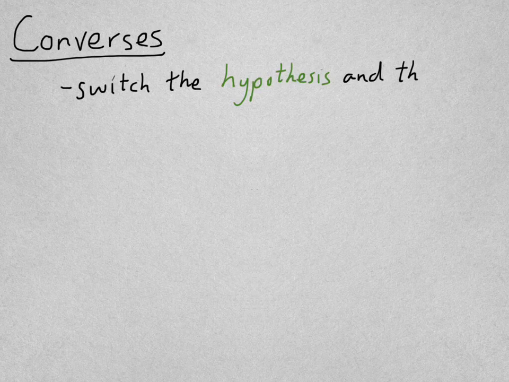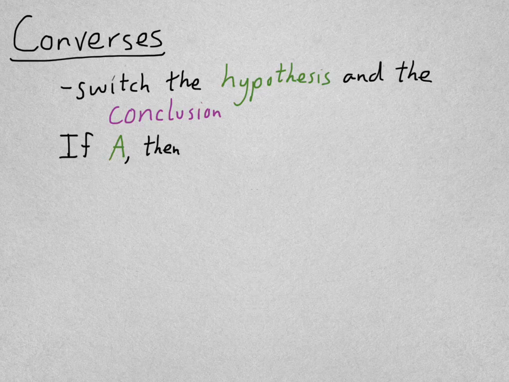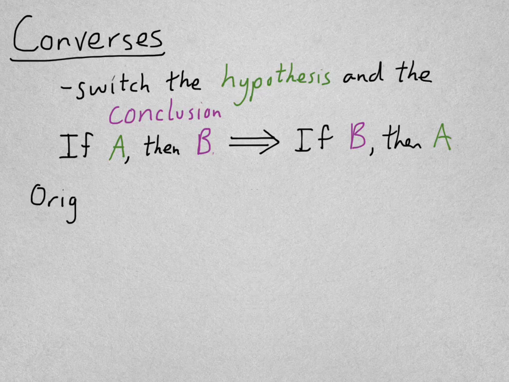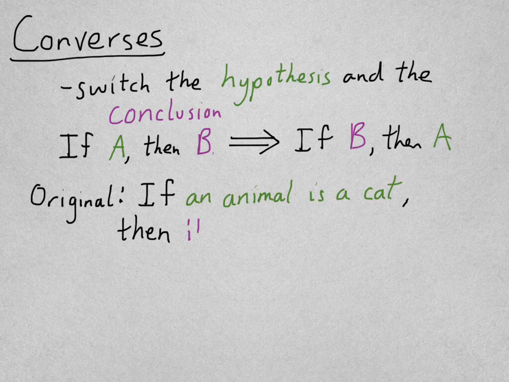When you write a converse, you're going to switch the hypothesis and the conclusion. Remember, that's the first part and the second part, or after if and after then. So we're going to change if A then B to if B then A. You're just moving the parts of the sentence around. Let's take this statement: if an animal is a cat, then it is a mammal. That is a true statement.